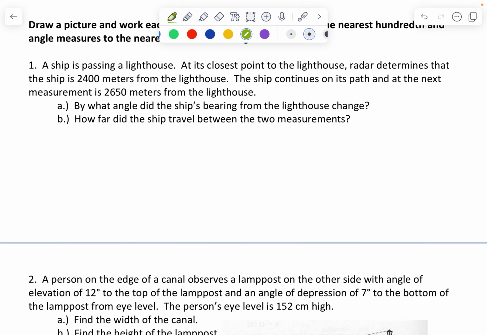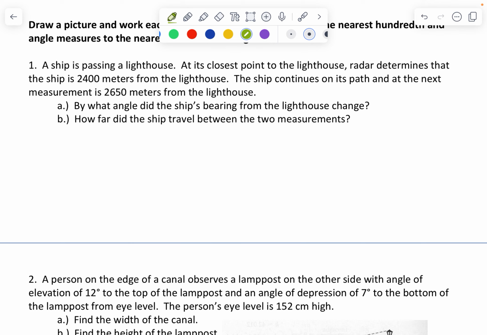It also says to round the side length to the nearest hundredth and the angles to the nearest thousandth of degrees. So you need to make sure if you're using a calculator that it's in degree mode. And then as we sketch it, we'll be forming triangles in our pictures.